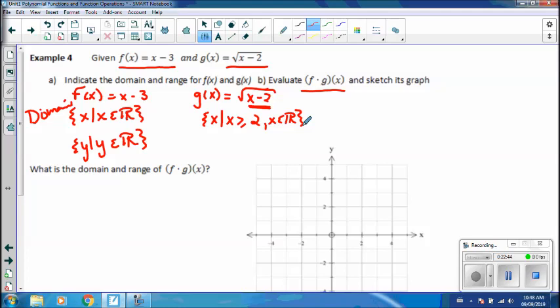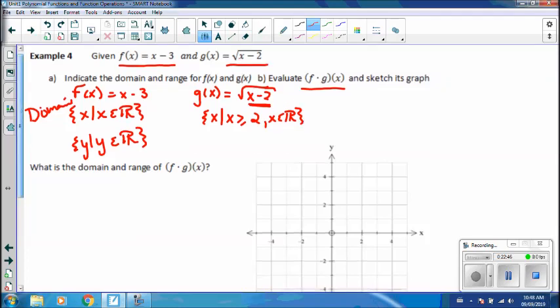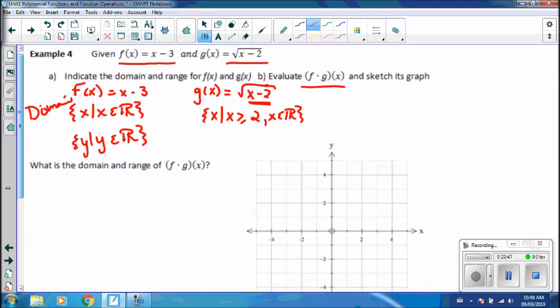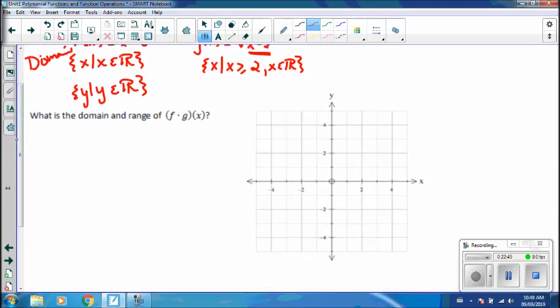So that first one, f of x, let's just sketch that over here. So f of x is x minus 3, so it goes through at minus 3. The slope is 1. So I'm just going to draw that line on here like that. And that is f of x.